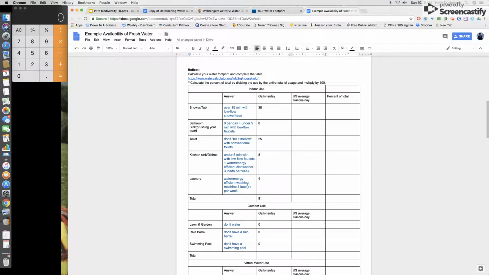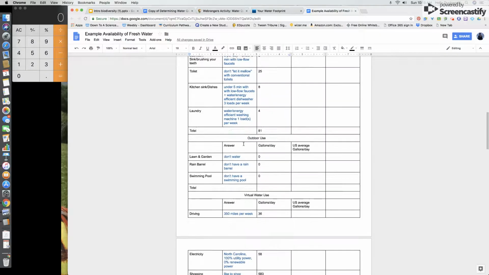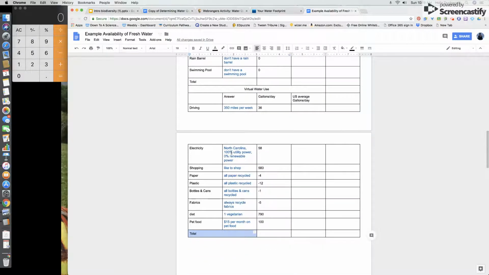So if you notice, bathroom sink and brushing your teeth, that's 0 per day for me, as well as under 5 minutes with the low flow faucet. And I also want to scroll down. This is the feedback that they gave for North Carolina. North Carolina is 100% utility power, which is 0% renewable power. So they don't use any type of water renewable energy or wind energy at all. It's all acquired through natural resources, the burning of fossil fuels or natural gas.